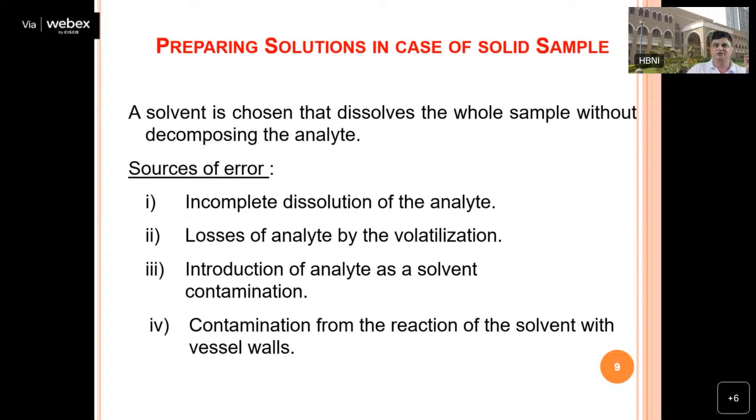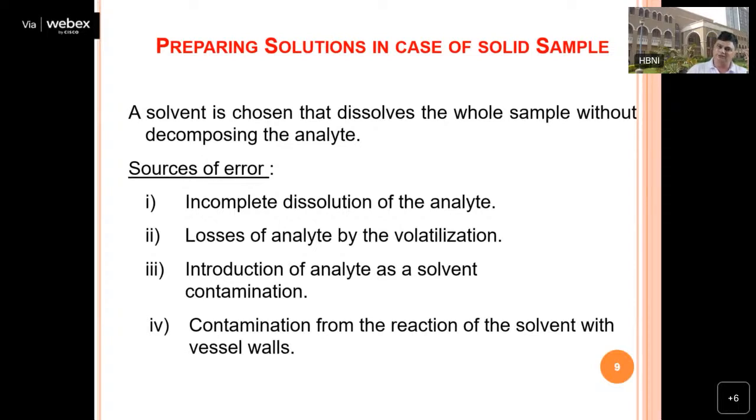without disturbing the analyte. So these are the sources of errors: incomplete dissolution of the analyte, loss of analyte by volatilization, introduction of the analyte as a contaminant in the solvent, and contamination from the reactions of the solvent with the vessel walls.